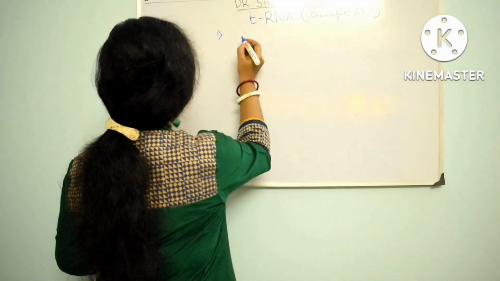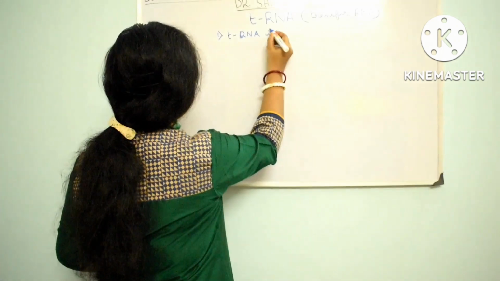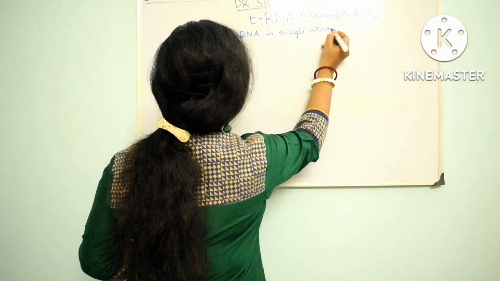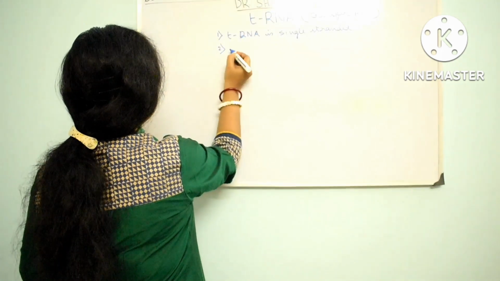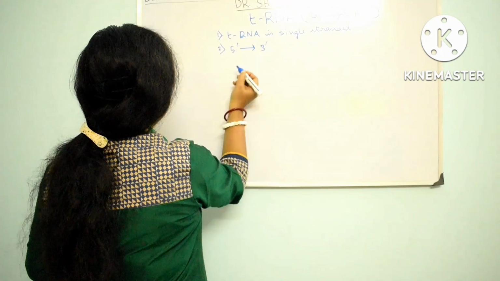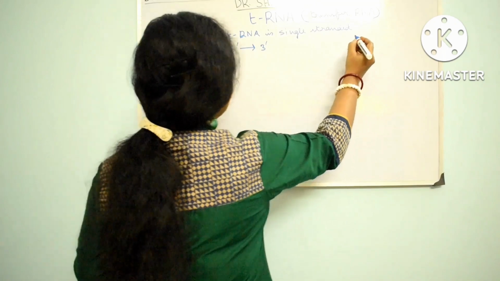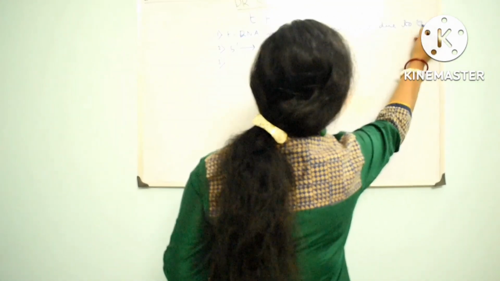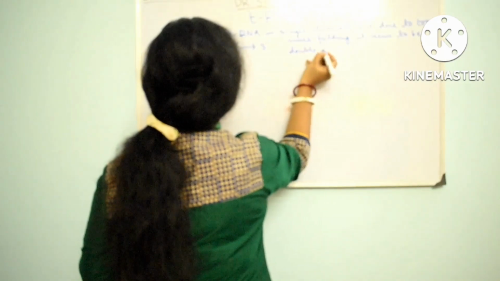Point number 1. Like all RNA, tRNA is also single-stranded and the direction will always be 5' to 3'. Next point, tRNA is single-stranded but due to too much folding it seems to be double-stranded.